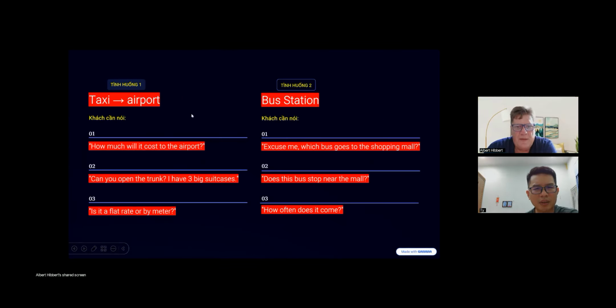Right, now you are taking a taxi to the airport. Now you can practice asking these questions. You are the passenger, I am the taxi driver. How much does it cost to the airport? It is a flat rate of $20. Can you open the trunk? No problem.